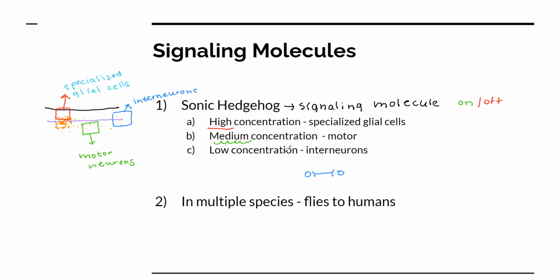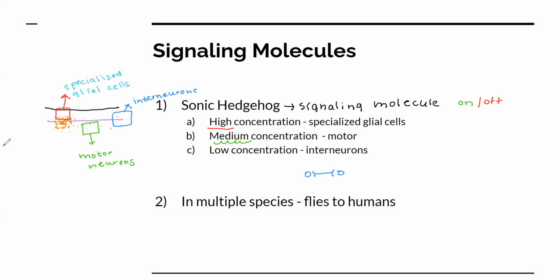So how I like to think about this is that high concentration means specialized. Like that's the highest up you can get. Medium concentration just means motor, and interneurons means low. You don't have enough resources. You're not going to grow, right? I mean, yes, you will grow, but I'm just saying in terms of the general concept.